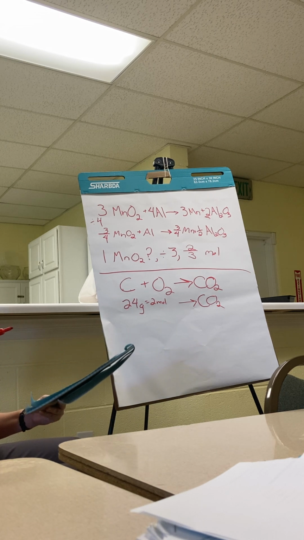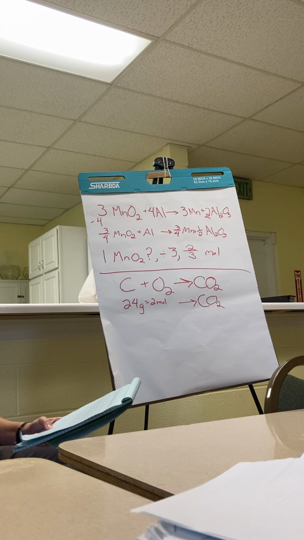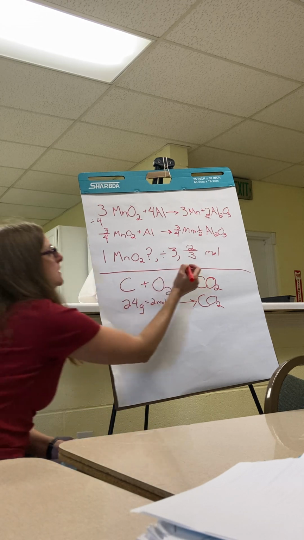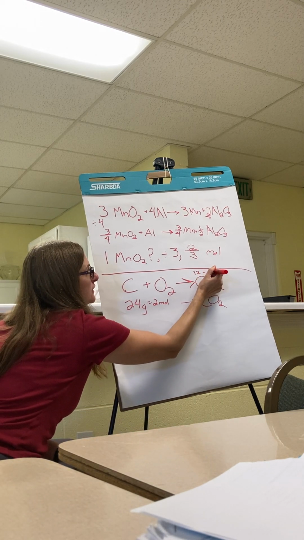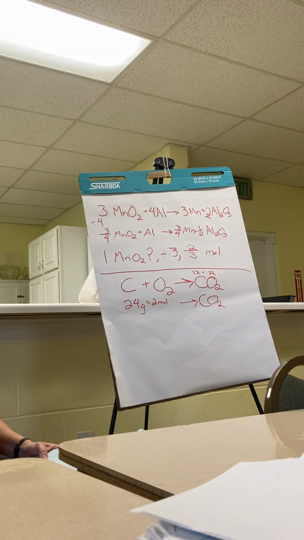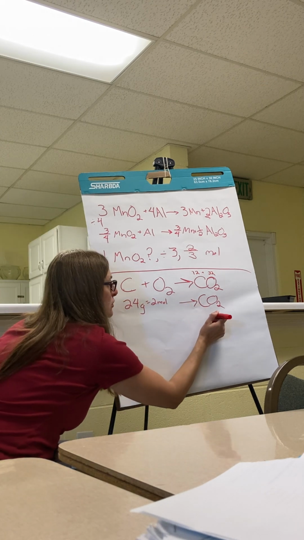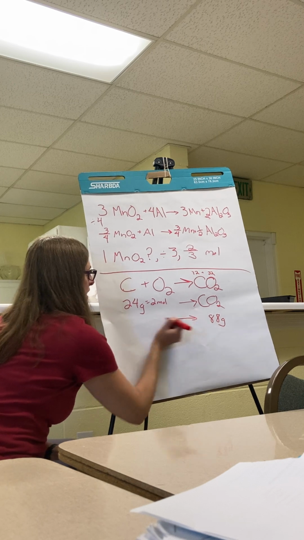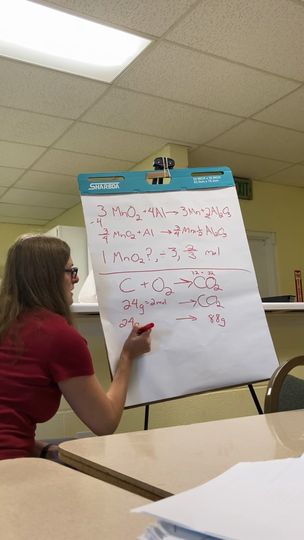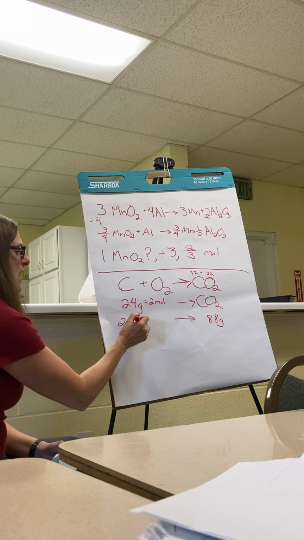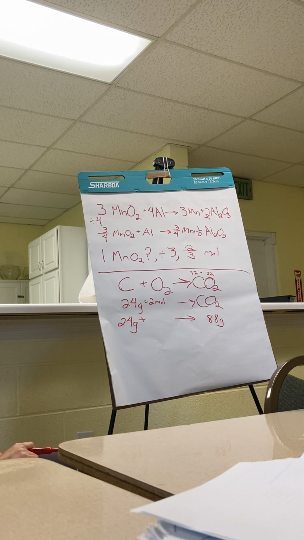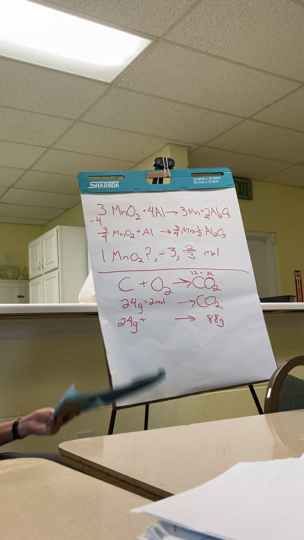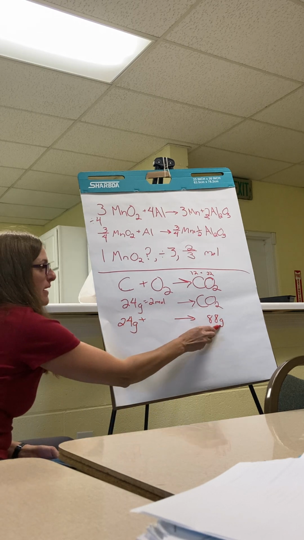How much would 2 moles of carbon dioxide weigh? Oh, 12 plus 32. That's for 1 mole. What's 12 plus 32? 44. So how much would 2 moles weigh? 88. So your 2 moles of carbon dioxide is going to weigh 88 grams. I told you we started with 24 grams of carbon. Conservation of mass tells us that we're neither creating nor destroying material.